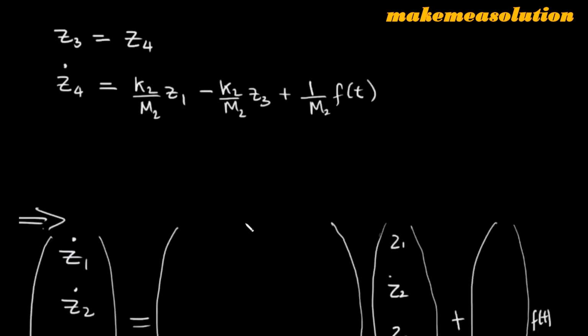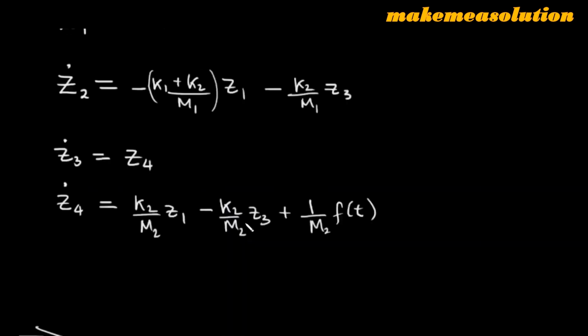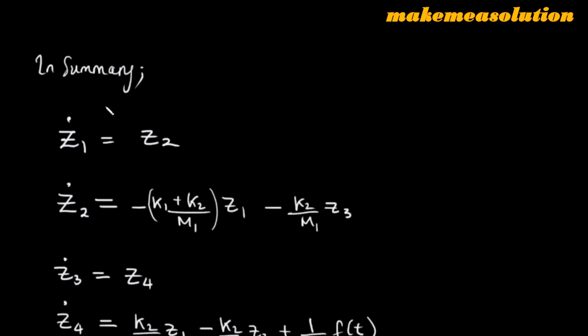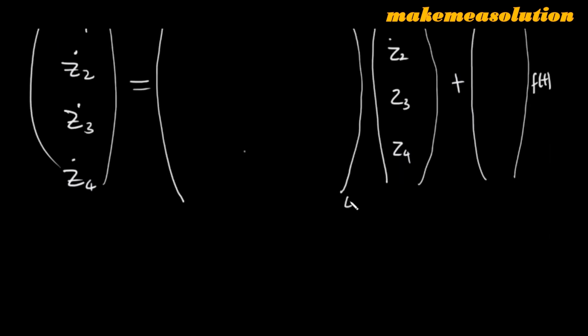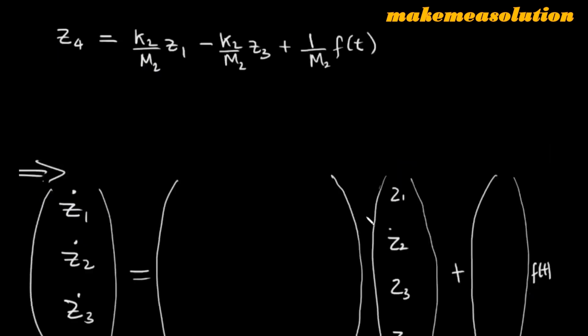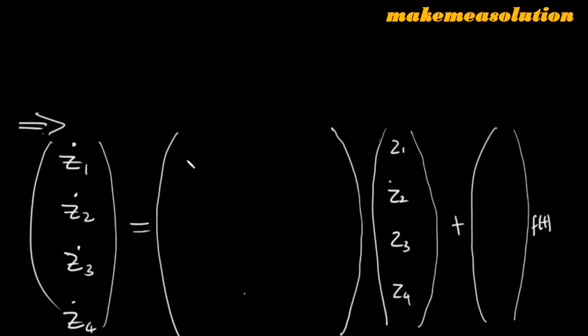So let's start representing it now. In z1 dot is equal to z2. You can see that z2 is the only term in the equation. So this is a 4x4 matrix. z2 is the only one, and the coefficient of z2 is 1. So there's no z1, 0. z2 exists as 1. No z3, no z4. So you have 0, 1, 0, 0.